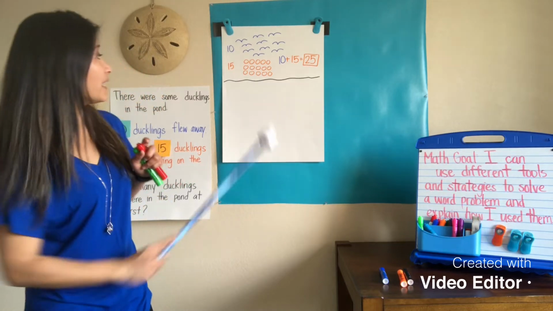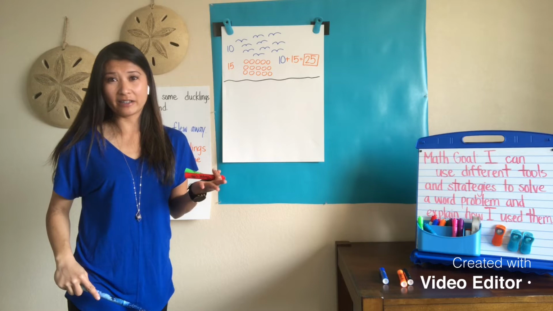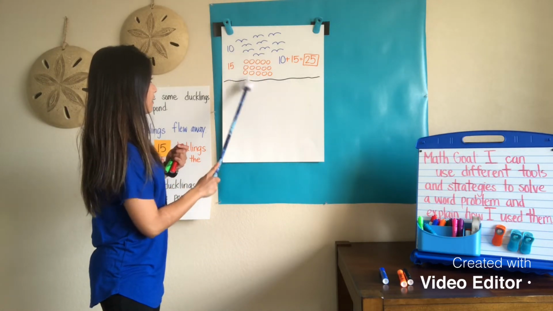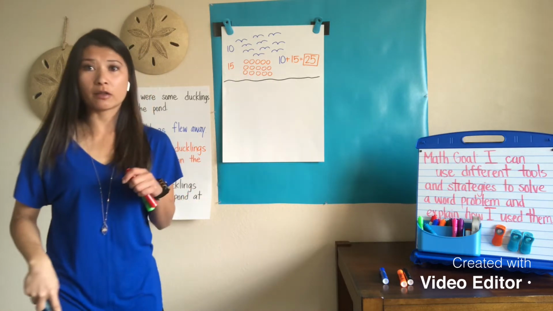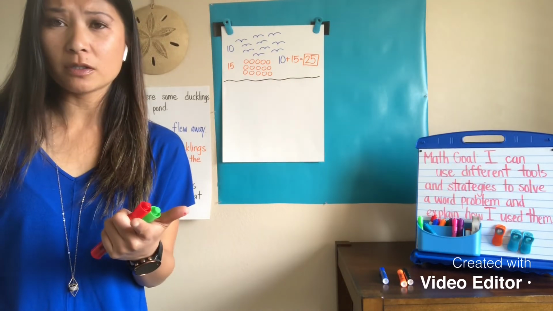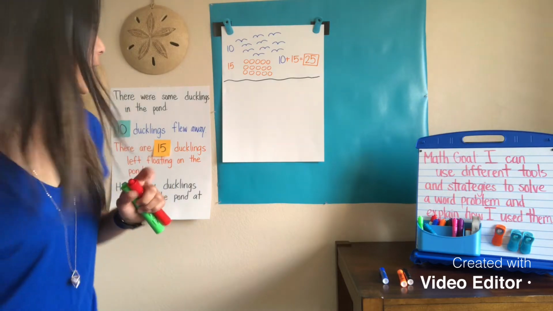So I like this because the thinking is very clear. You can tell that these are the 10 ducklings flying away and that the 15 ducklings over here are floating on the pond. They're using different colors, even different symbols to represent the two different parts of the word problem, right?